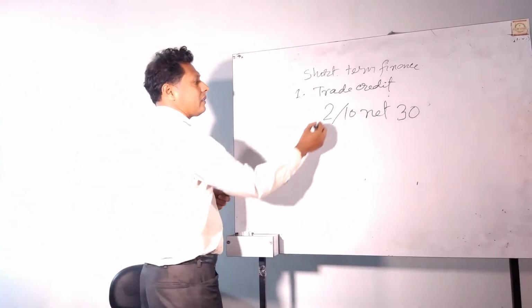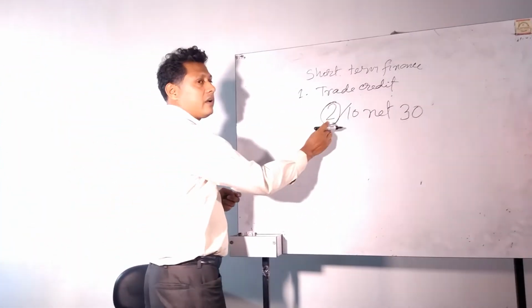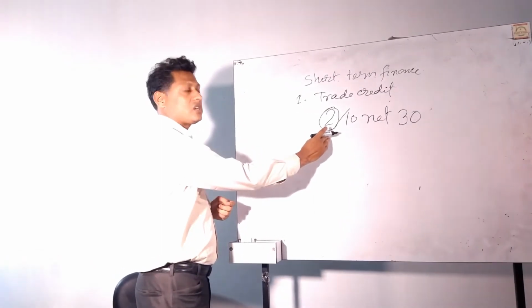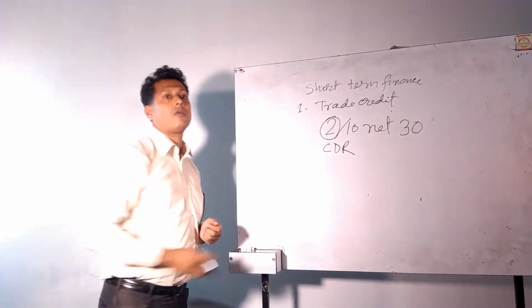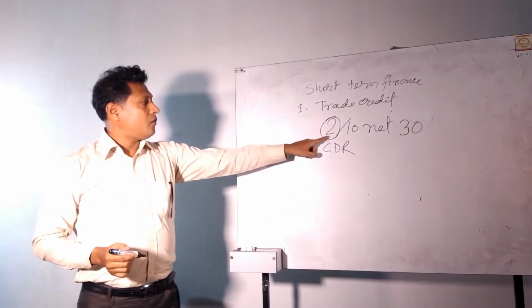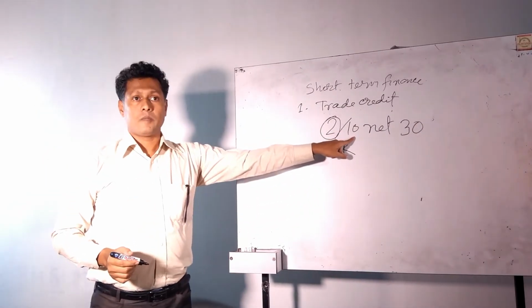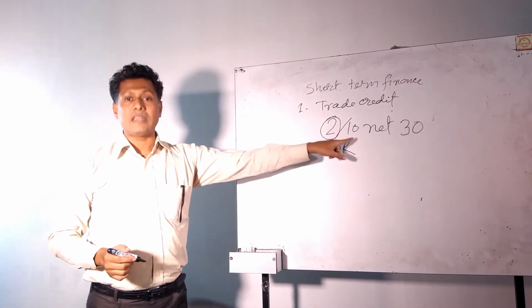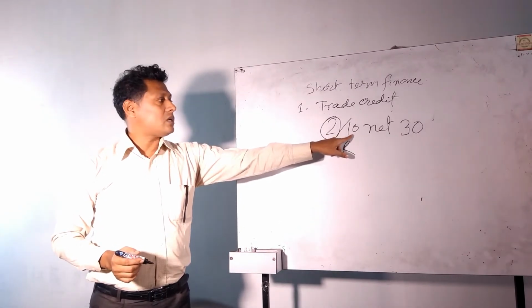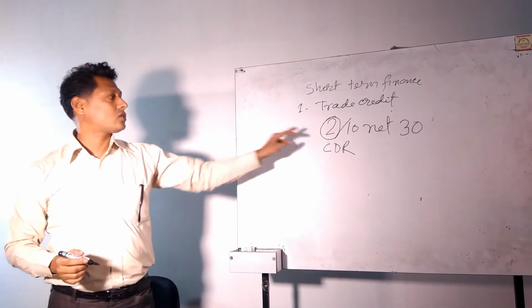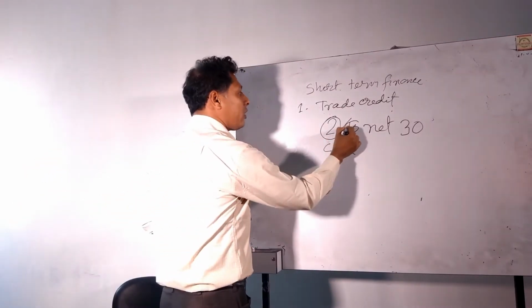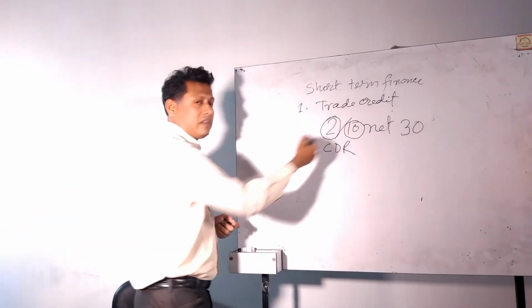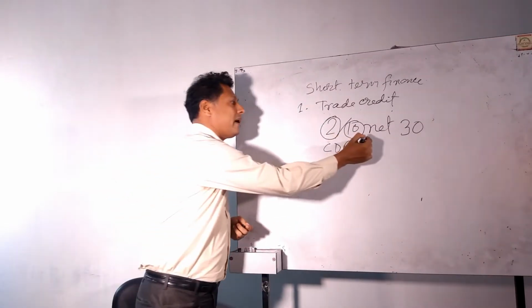Here, 2/10 net 30. 2 means the rate of discount. It is called CDR, cash discount rate. If you pay the money within 10 days, the receiver will give you a 2% discount. That is called 2, CDR, cash discount rate. If you cannot pay the money within 10 days, you must pay within 30 days.